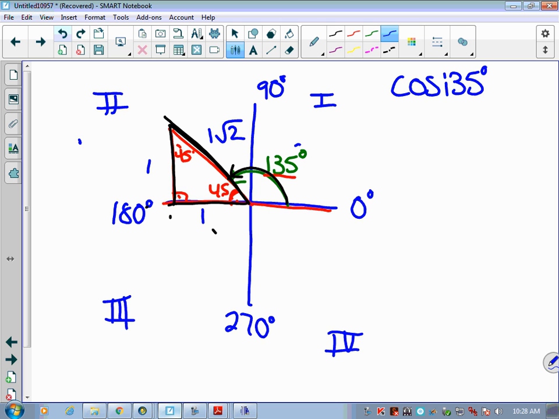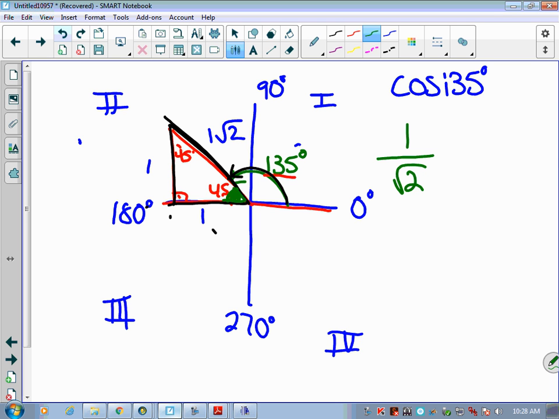Okay, now what they wanted me to find is the ratio of cosine 135 degrees. All right, so we're always going to base that off of our reference angle. Cosine is what? Cosine is adjacent over hypotenuse. What is adjacent to that angle there? 1. Okay? What is hypotenuse? 1 radical 2, or even just radical 2.